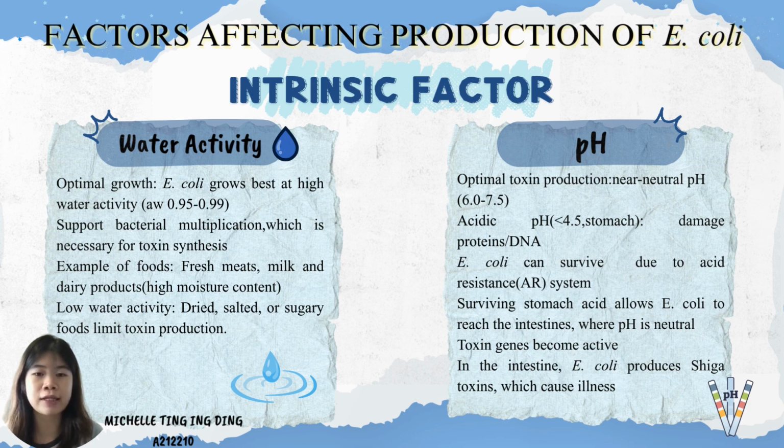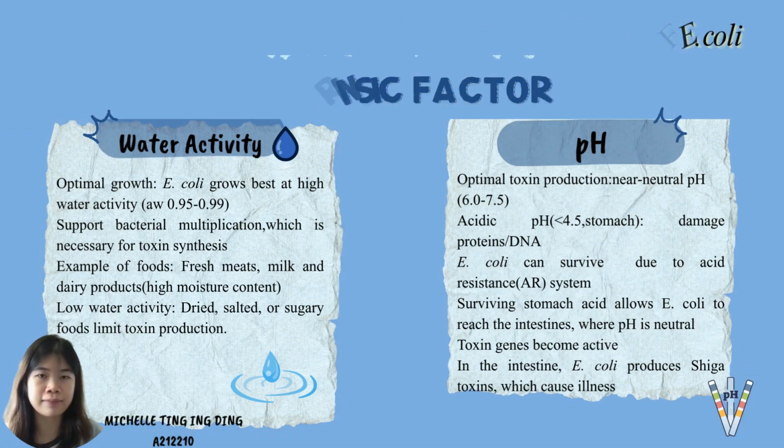E. coli to survive acidic conditions long enough to pass through the stomach. Once the E. coli reaches the intestine, the pH becomes near neutral. In this environment, toxin genes become active. As a result, E. coli can produce Shiga toxin, which causes serious illness such as food poisoning.